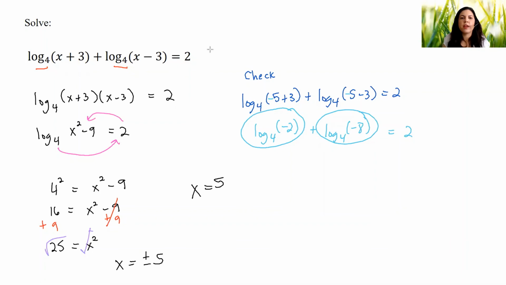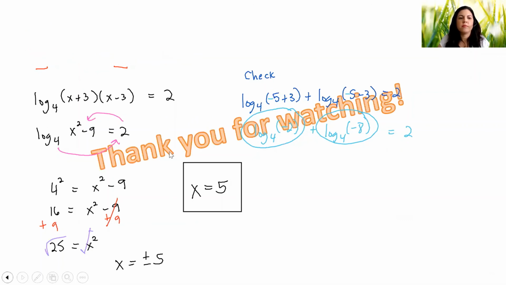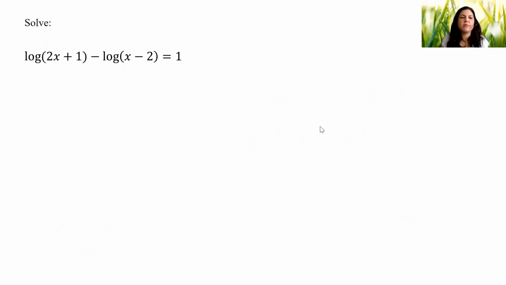But again, the way that I got to that was by taking my two logarithms, combining them together, changing to exponent form, and then solving the resulting equation. I'm going to do one more because, as I've said, I like to do multiple examples. And so for this last one, we want to solve log of 2x plus 1 minus log of x minus 2 equals 1.